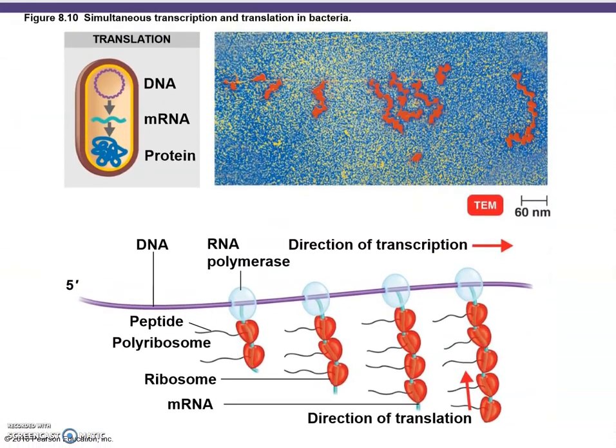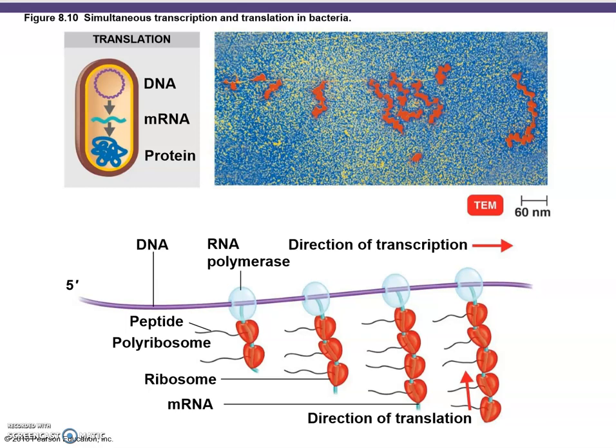And a lot of times you have literally an assembly line of ribosomes that are making multiple copies of the same protein. So once you have the messenger RNA, then you can attach multiple ribosomes.